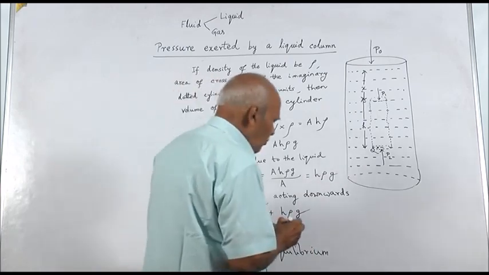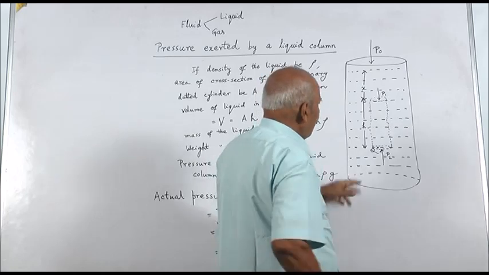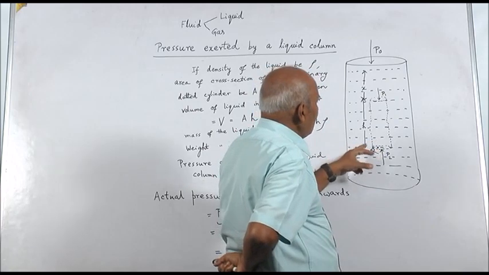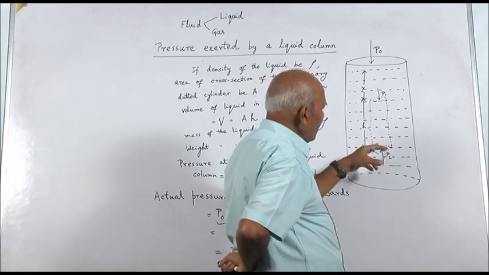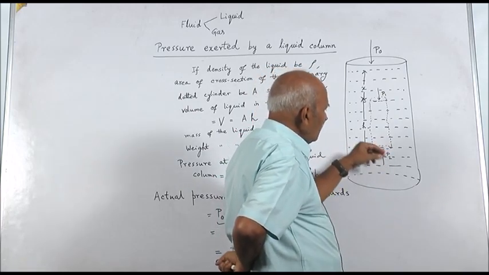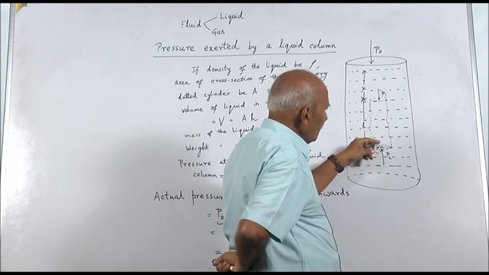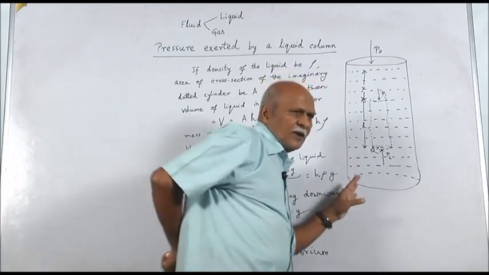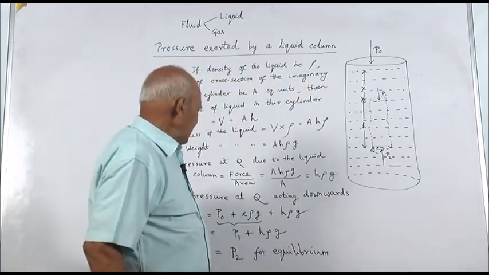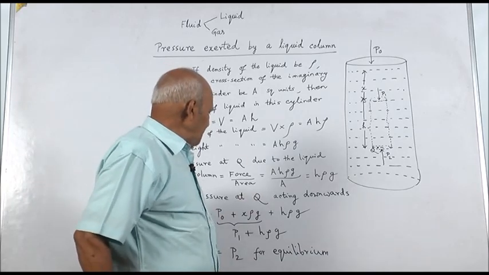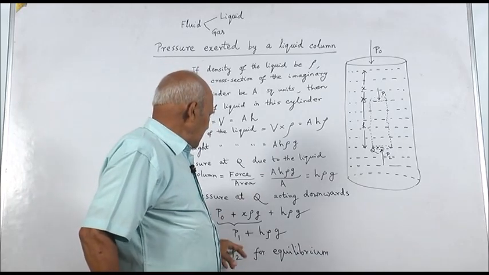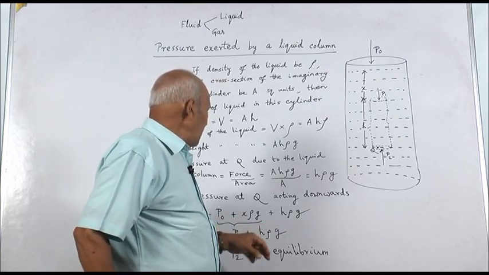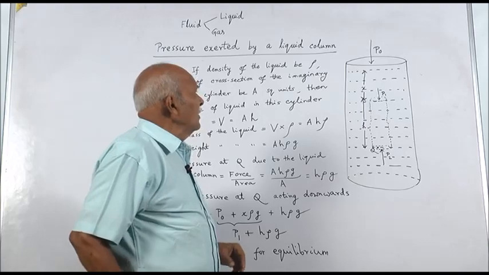because there is a proof that pressure at any point inside the liquid is the same in all directions. That means at Q, upward pressure is P2, downward pressure is also P2, this side pressure is P2, this side pressure is P2. So, pressure exerted on all sides is the same. So, that is the idea of pressure P2, which is equal to P1 plus H rho g, and P1 is again equal to P0 plus x rho g.